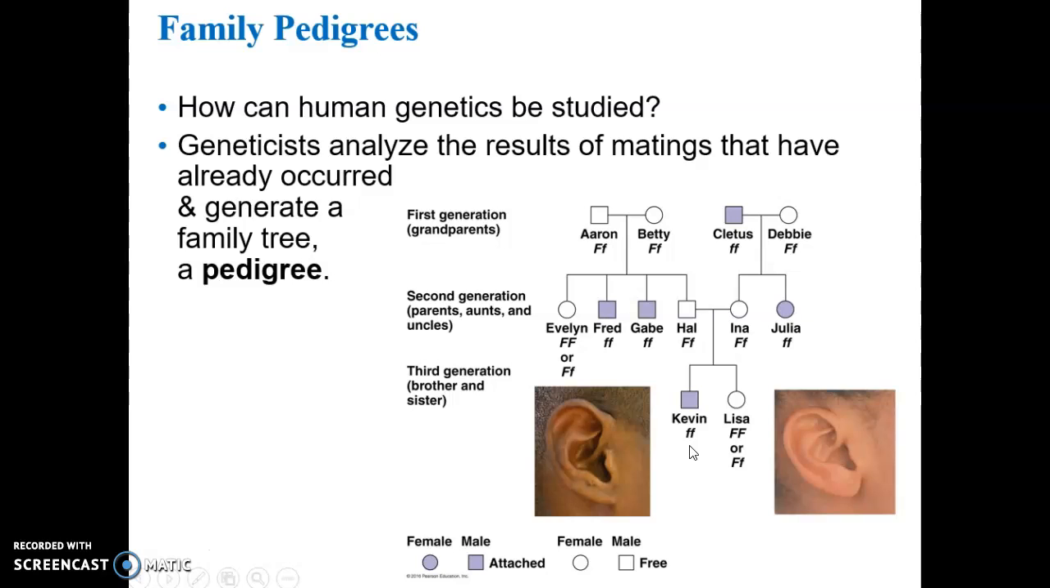homozygous recessive. And then again, if you look at the ones that are the phenotype being dominant, the free earlobes, that's because the genotypes are either homozygous dominant or heterozygous.